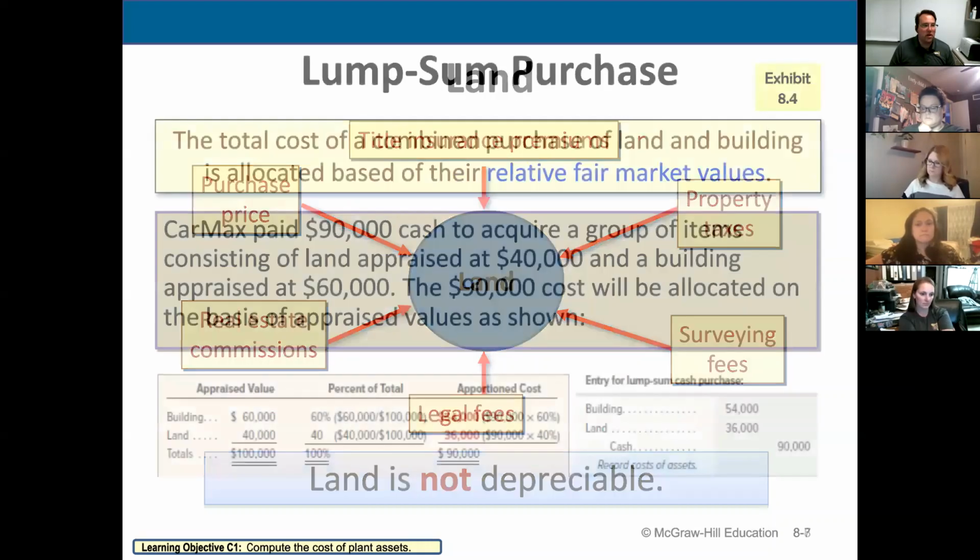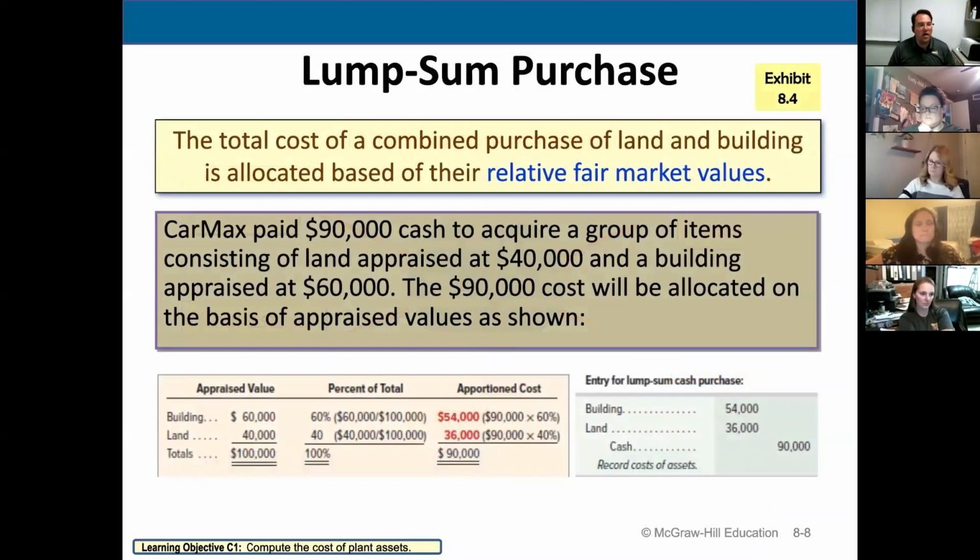That's a standard rule. All right, so here's an example. This is what's called a lump sum purchase. It's very common when we purchase land and a building that they get lumped in together. People don't say, I'll sell you the land for $40,000 and the building for $50,000. They just say $90,000 for the land and building.